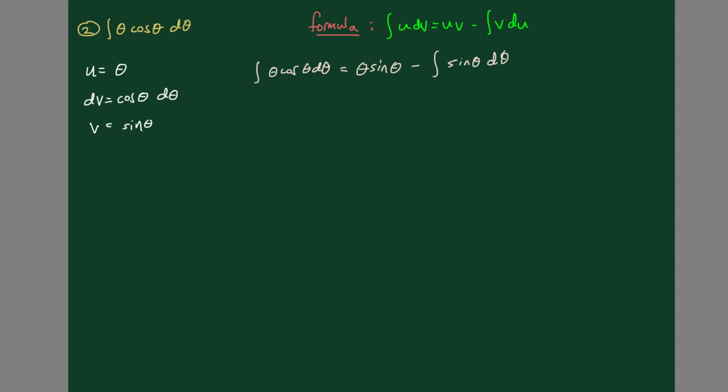Okay, so this is going to turn out to be theta times sine of theta minus the integral of sine of theta. And the integral of sine of theta is just negative cosine of theta. So this is going to be negative cosine of theta and then plus c, which is just, of course, after the negatives cancel out, you have theta sine theta plus cosine of theta plus c.